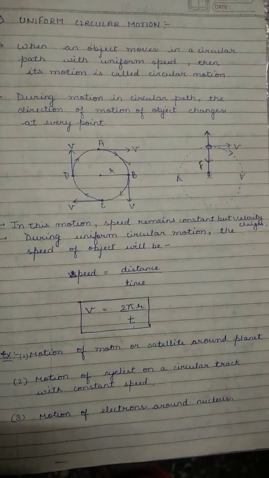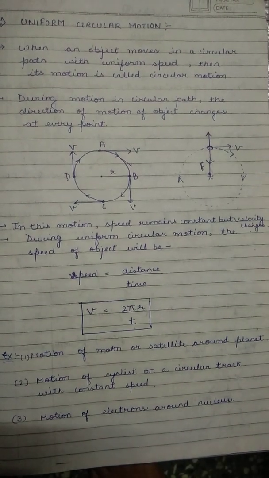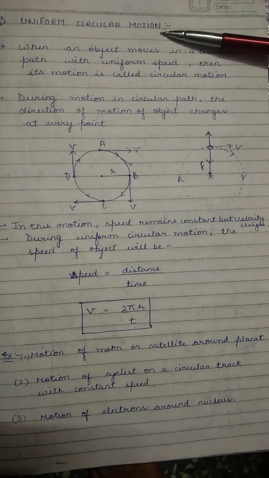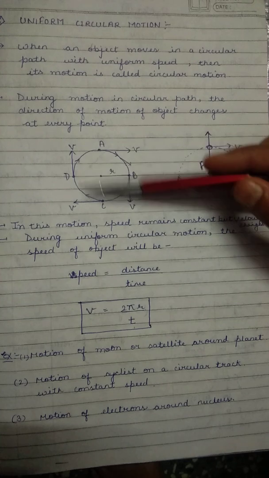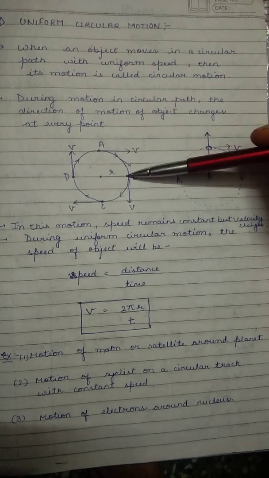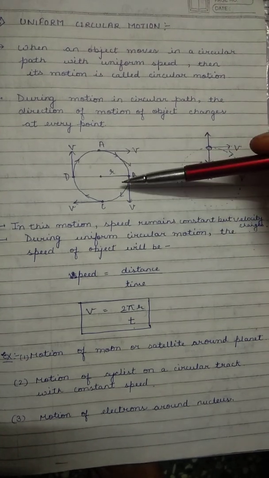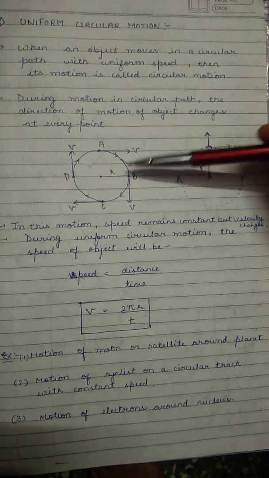Students, now the next topic is uniform circular motion. What is uniform circular motion? Actually, when an object moves in a circular path with constant speed or uniform speed, then the motion of the object is said to be uniform circular motion.